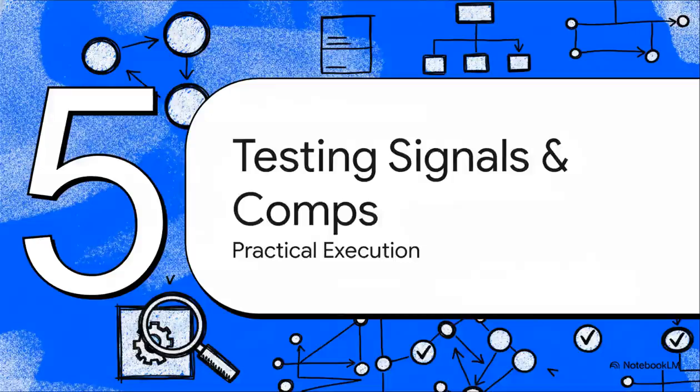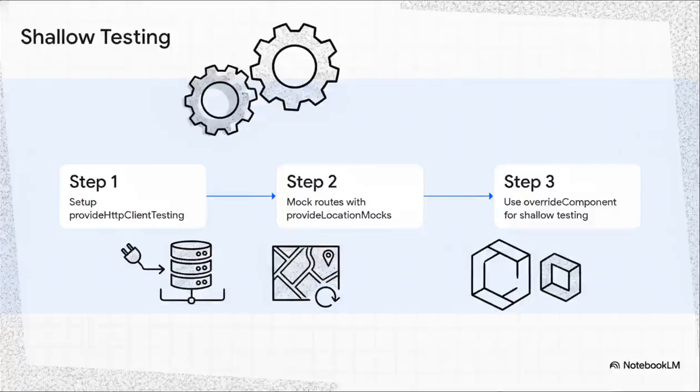Practical execution. Let's see how this builds out practically. To test these standalone components efficiently, we use shallow testing. It flows like a very logical recipe. First, we provide a mock HTTP backend using provideHttpTesting. Second, we mock the router with provideLocationMocks to simulate route changes. And finally, we use the overrideComponent method on the TestBed to rip out real component dependencies and just swap them with simple mocks. This completely isolates the component.